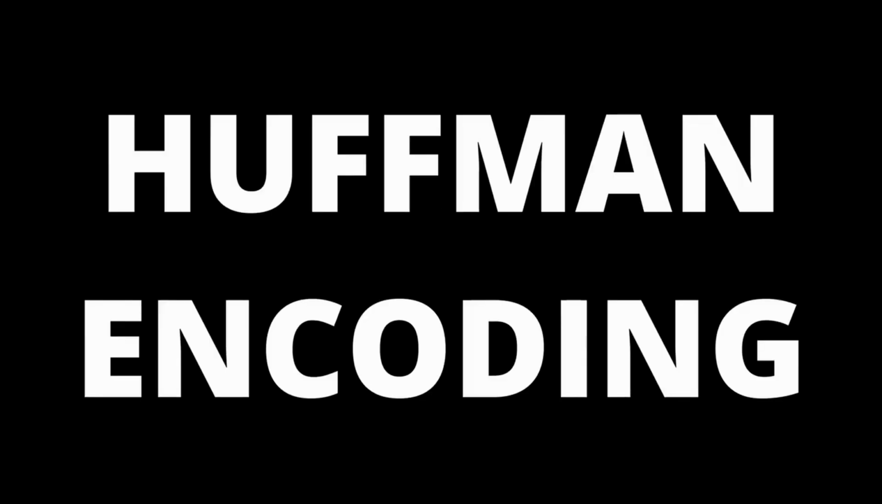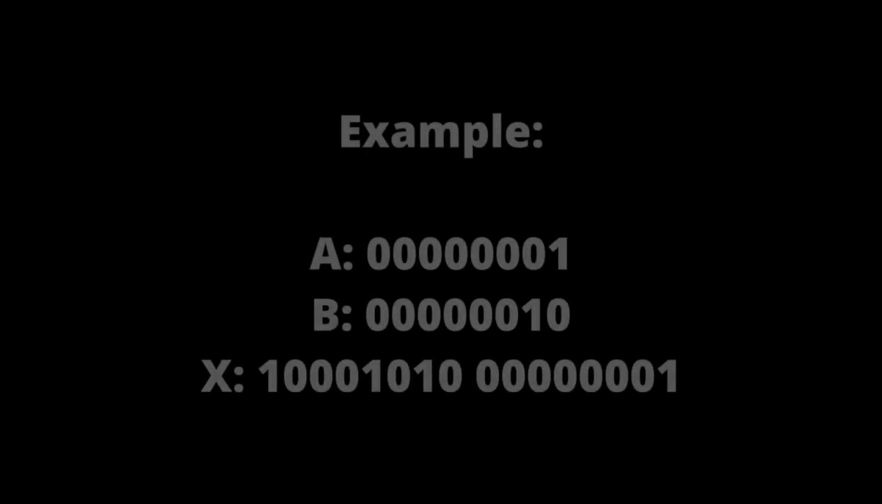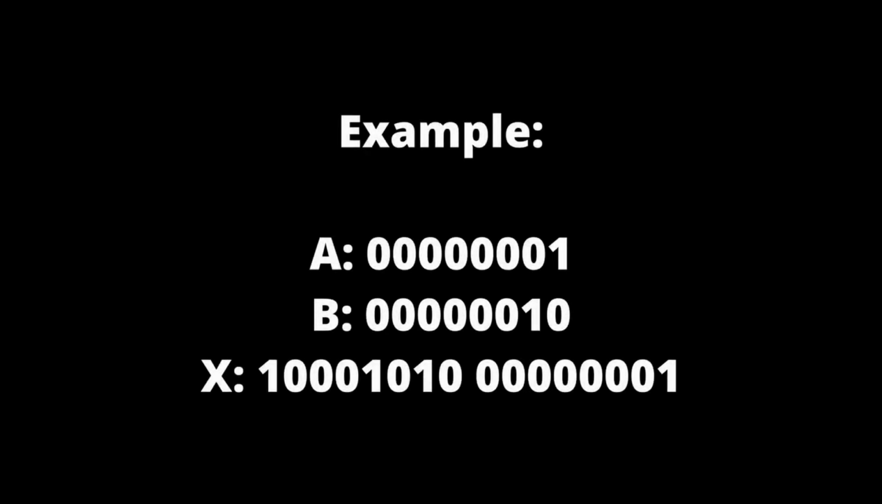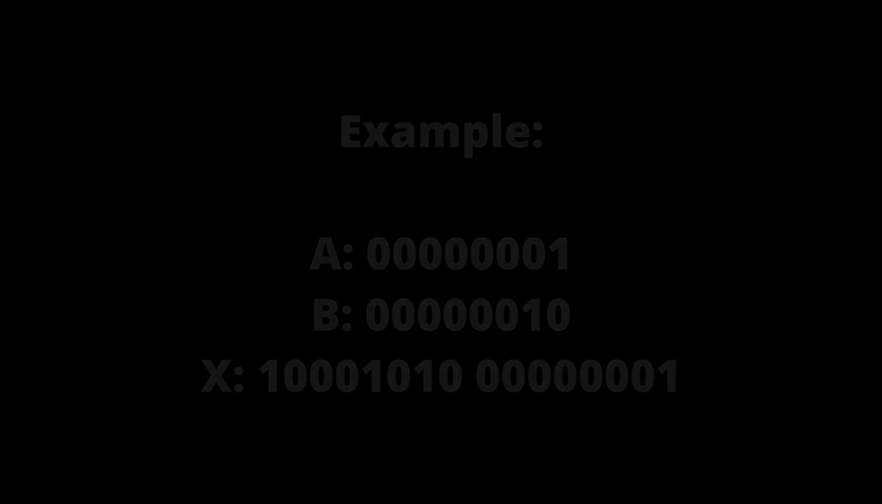Second, Huffman coding. Some values appear more often than others. So instead of giving each value the same size, we use shorter codes for common values and longer codes for rare ones. This reduces the total file size even more.